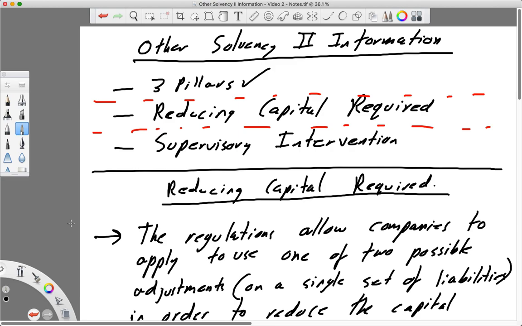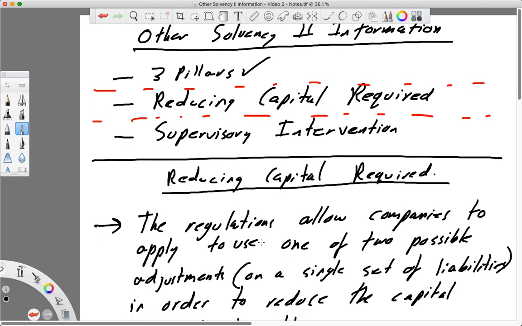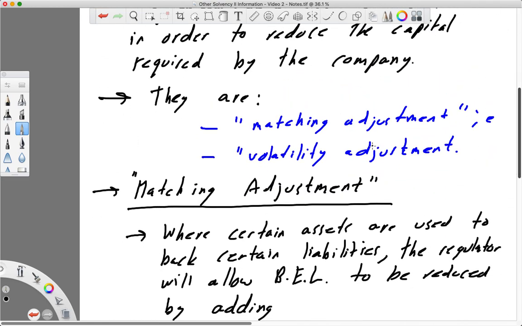Hi everybody, and welcome to this video where we are talking about other Solvency II information. We've done the three pillars and we were part of the way through doing this reducing capital required section. So there are a couple of ways in which the regulations allow you to reduce the amount of capital that you're holding, and they are called the matching adjustment and the volatility adjustment.